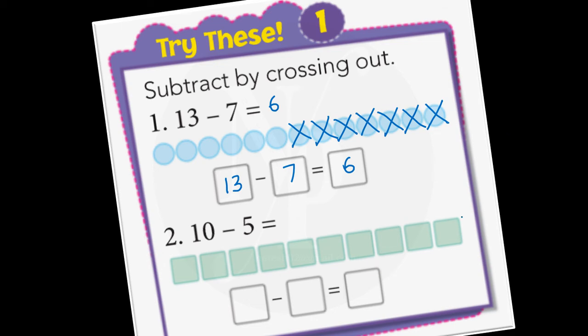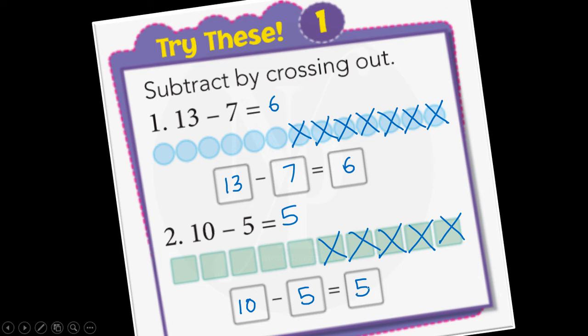So now starting from right end, let us cross out 5. 1 2 3 4 5. How many are remaining now? 1 2 3 4 5. 5 are remaining. So let us write 5 here. And let us write the statement again. Let us write in the boxes given here. 10 minus 5 is equal to 5. ಅಂದರೆ 10ರಿಂದ 5ಅನ್ನು ಸಬ್ಟ್ರಾಕ್ಟ್ ಮಾಡಿದ್ರೆ ನಮಗೆ 5 ಆನ್ಸರ್ ಬರುತ್ತೆ ಅಂತ ಮಕ್ಕಳೇ.